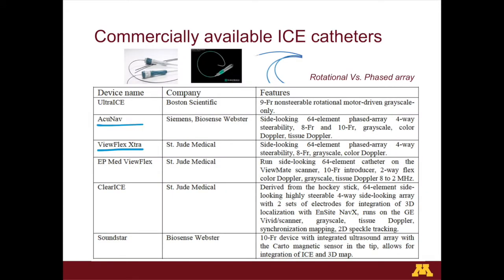So there are several different kinds of ICE catheters available in the market, but you can largely combine them into two groups. There is the rotational ICE catheters, which we're not going to focus on today. These are the non-steerable kind with very short depth of vision, which are mainly used for looking at the intra-atrial septum. We are going to focus today on the phased array catheters. The two most common kind that are available in the market are the AccuNav and the VFlex Extra. They both are side-looking 64-element phased array catheters with 4-way steerability, and they can do both grayscale and Doppler.